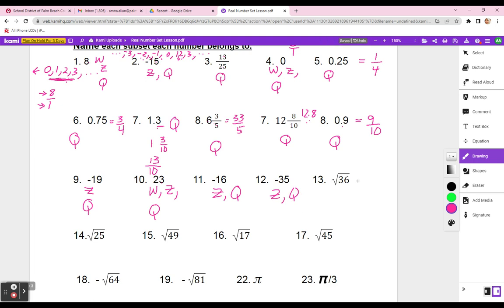All right, so when you have square roots, first of all, you have to evaluate those. You have to simplify. So the square root of 36 is 6, and now you can classify. Well, 6 is a whole number, belongs to this set. It's also an integer, belongs to this set because it's all the whole numbers and their opposites. So it's an integer, it's a whole number, and it's rational because you can convert that to a fraction easily.